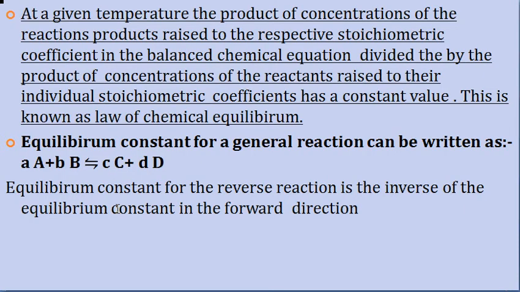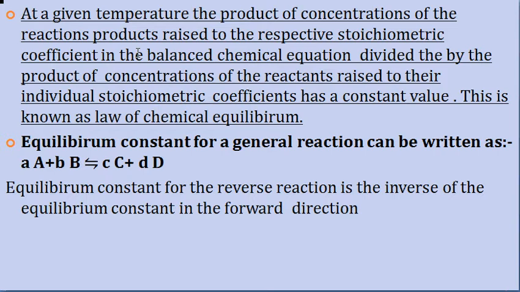At a given temperature, the product of the concentrations of the reaction products raised to their respective stoichiometric coefficients in the balanced chemical equation, well, the stoichiometric coefficient is nothing but the 1, 2, 3 that get multiplied, right? The coefficient in the balanced chemical equation, divided by the product of the concentrations of the reactants raised to their individual coefficients, is a constant value. This is known as the law of chemical equilibrium.